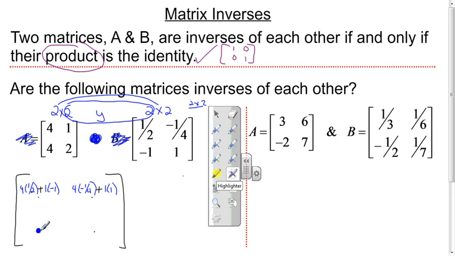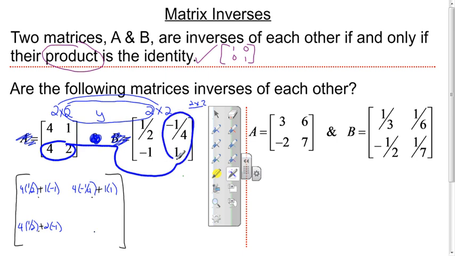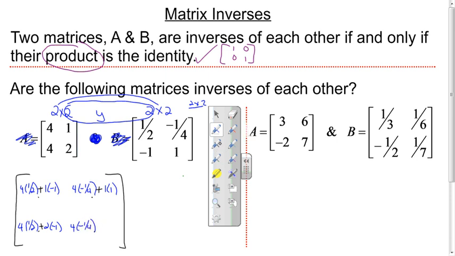Continuing on in a similar fashion, to go here in the bottom left corner of the matrix, I will need the bottom row and the left column. So 4 times 1/2 plus 2 times negative 1. And I'll continue on again. To do the bottom right, I will use the bottom row and the right column. So that's going to do 4 times negative 1/4 plus 2 times 1. And matrix multiplication is something you should have decently well mastered by the time we get into studying inverses.